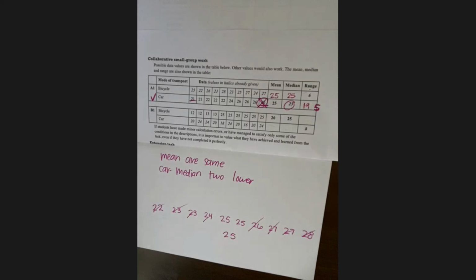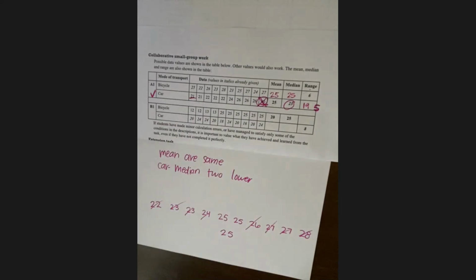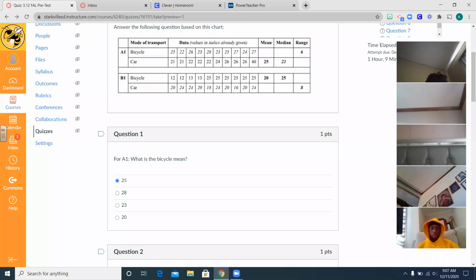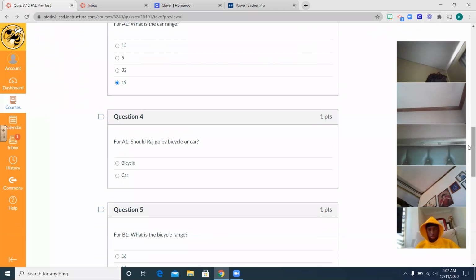Okay, so now this question, let me share my screen. So now we're using this stuff. So let's go down to question. We've already answered these and we decided it was the car, right? Because the mean was the same. The median was 2 difference, and then excluding the outlier for the car range, it's 1 lower.